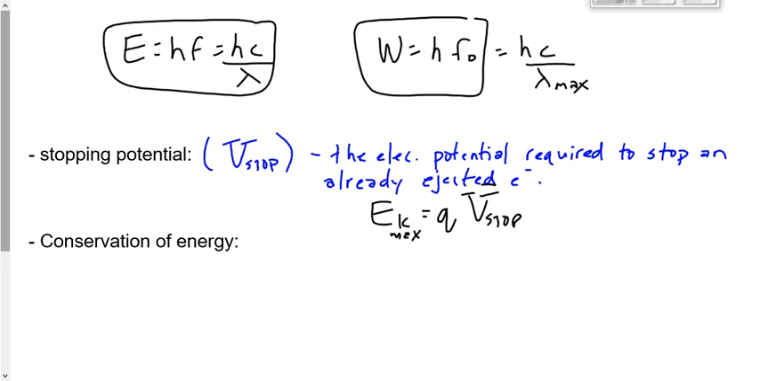I'm going to square that off because that's on my data sheet. But I'm going to also add another part to that equation. It's kind of on my data sheet, but in a different place. EK max of the electron that's been ejected is qV stop, but it's also equal to 1/2 mv squared, of course.